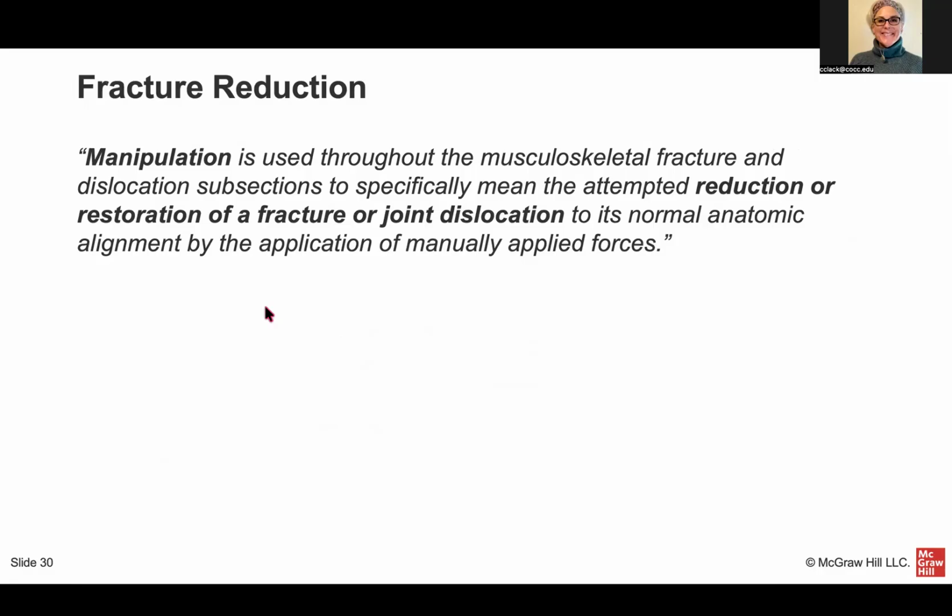Fracture treatments hinge on a very specific CPT definition of manipulation. CPT tells us that manipulation means the attempted reduction or restoration of a fracture or joint dislocation to its normal anatomic alignment by the application of manual applied forces. Keyword attempted. The surgeon attempts to realign the bone or joint by applying force with their hands. This is what distinguishes treatment with manipulation from treatment without manipulation.